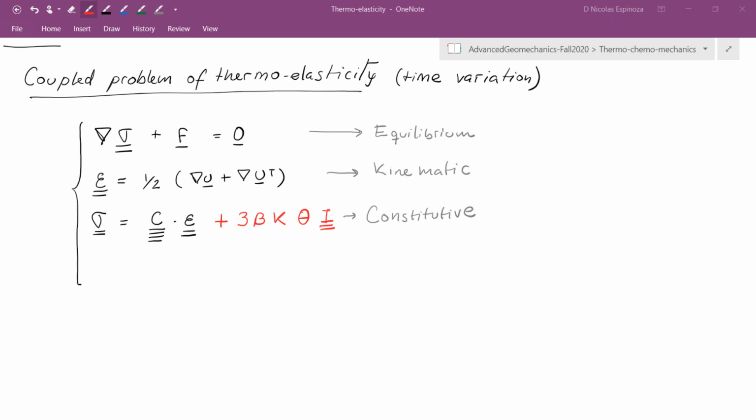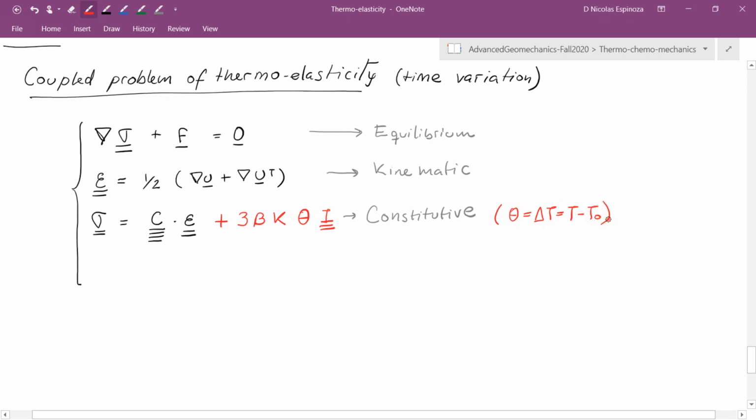So far, we have presented the theory of thermo-poro-elasticity, and we found the constitutive equation for such a relationship, which is the third equation that we see over here. In order to do that, we had to add a thermal dilation parameter beta, and of course include temperature, in this case, which is delta T, where theta is equal to delta T, and delta T is the temperature minus the initial temperature.